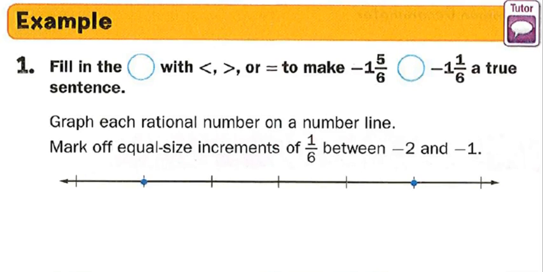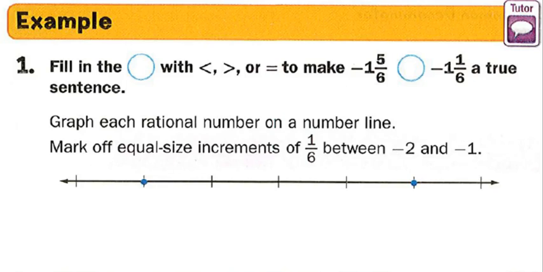All right, so let's look at example 1. We're going to fill in the circle with less than, greater than, or equal to make negative 1 and 5/6 and negative 1 and 1/6 a true statement. So what are we going to put in that circle that's going to make it a true statement? Well, we're going to use a number line for our first example here. All right. So what we're going to do is we're going to create a number line.